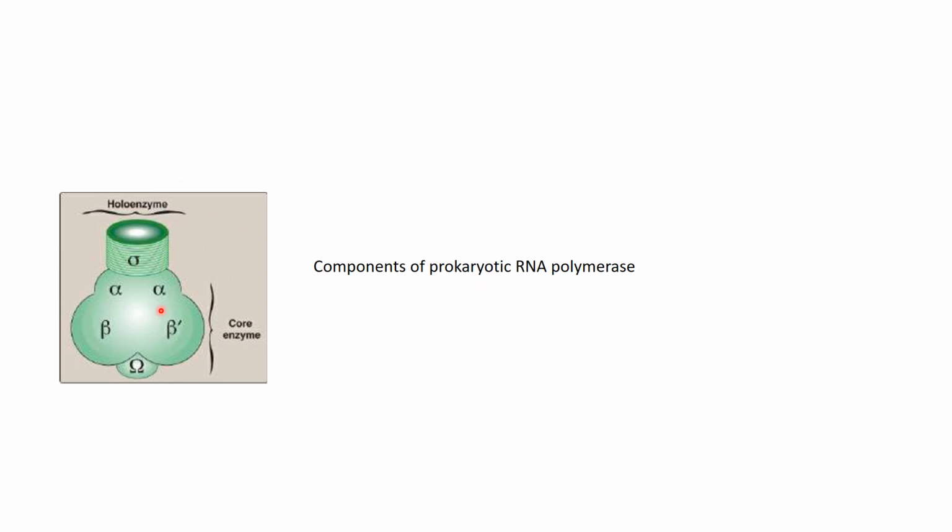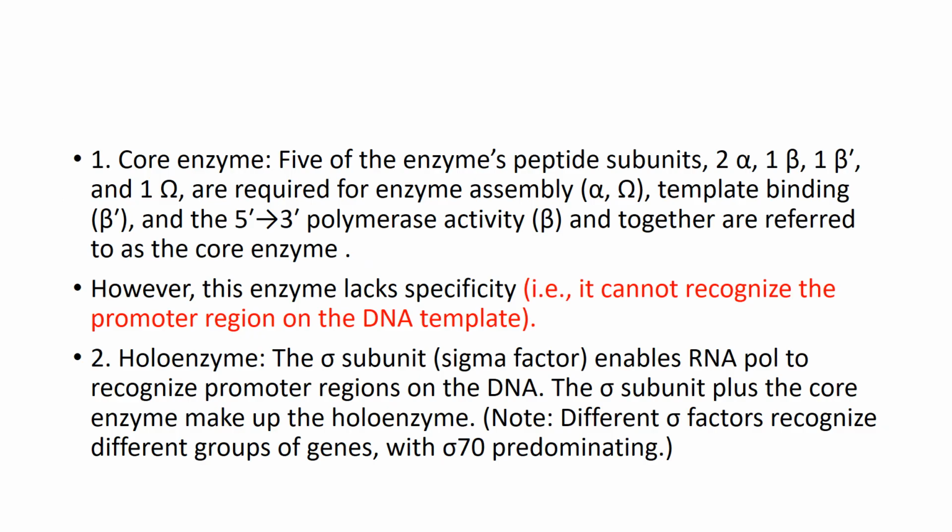So what we were talking about: this core enzyme, 2 alpha, 2 beta, and omega, and this sigma is an additional factor of prokaryotic RNA polymerase, and the entire enzyme is called the holoenzyme. Now let us read what we have already studied in the last few slides. Core enzyme is made up of 5 peptide subunits, 2 alpha, 2 beta, and 1 omega.